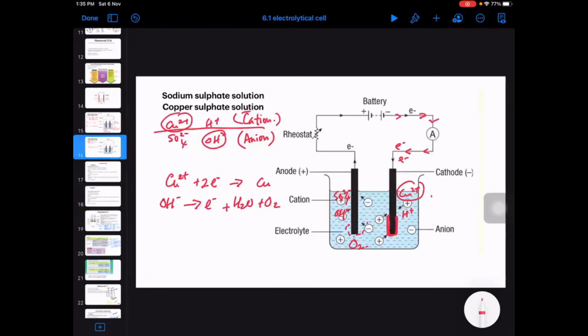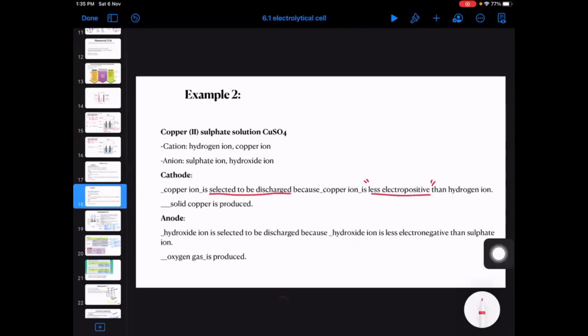You don't have to explain where the electron comes from. Okay, you don't need to explain that, and normally the question doesn't want you to explain that part. They just want you to explain how it discharged, which one is discharged, and why it is discharged. So take note of this. And then what is produced? These three things, normally the question will ask.